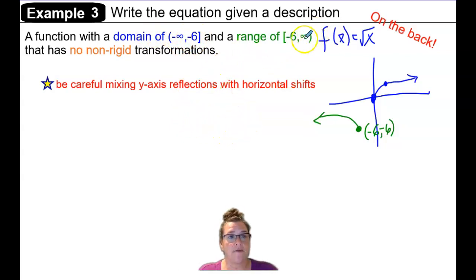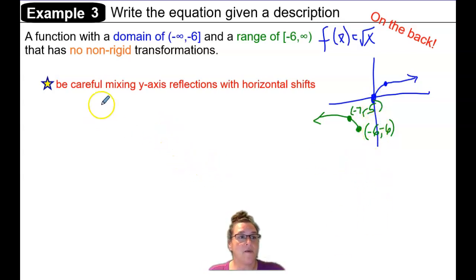So now I read on, and it says this has no non-rigid transformations. So that means that there's no dilation. I don't have to worry about any stretch or shrink. So this guide point here is up 1 over 1 unit. So it would be located at -7, -5.